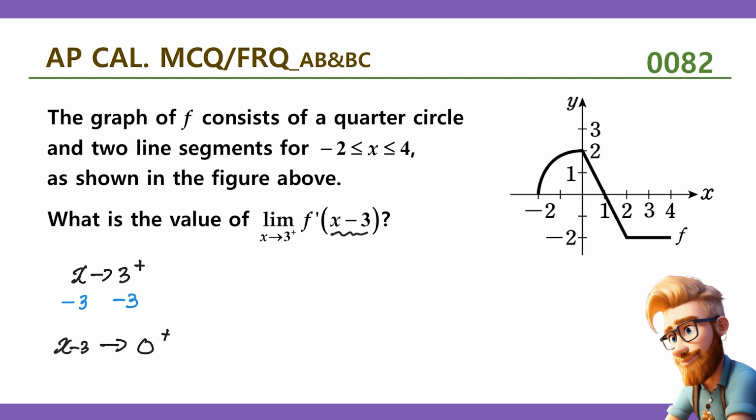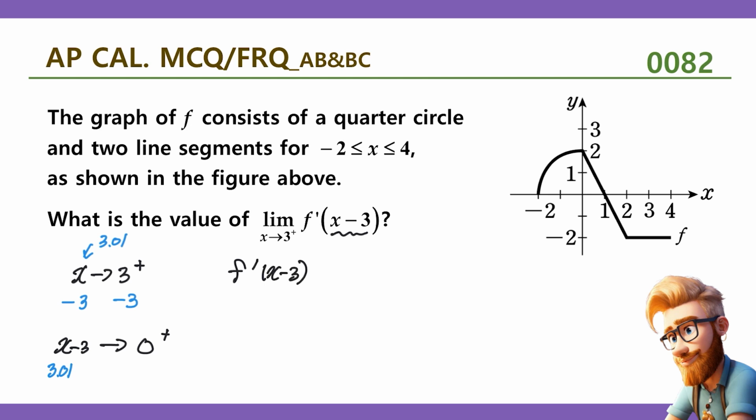Let's say the value of x is 3.01, because x is approaching 3 from the right-hand side. Then 3.01 minus 3 is a positive 0.01, right? So we know that x minus 3 approaches 0 from the right-hand side. Does that make sense? Then we have to find the limit of f prime of x minus 3.